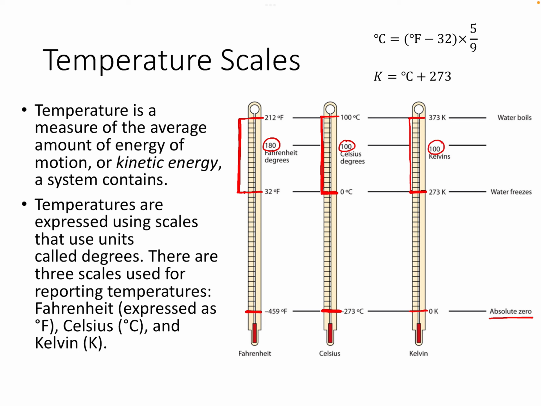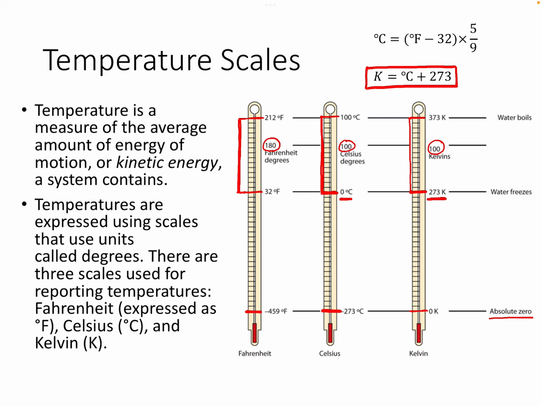Now, how do we relate these scales to each other? Well, Kelvin and Celsius is really easy. Notice that the difference between the freezing points between Celsius and Kelvin is 273. So the conversion here: Kelvin is equal to degrees Celsius plus 273. Super easy, not a bad conversion at all.